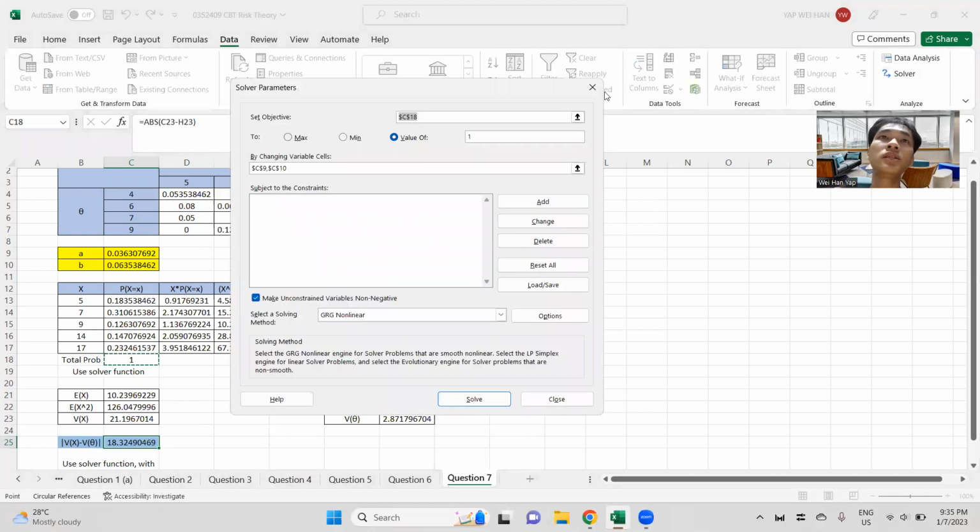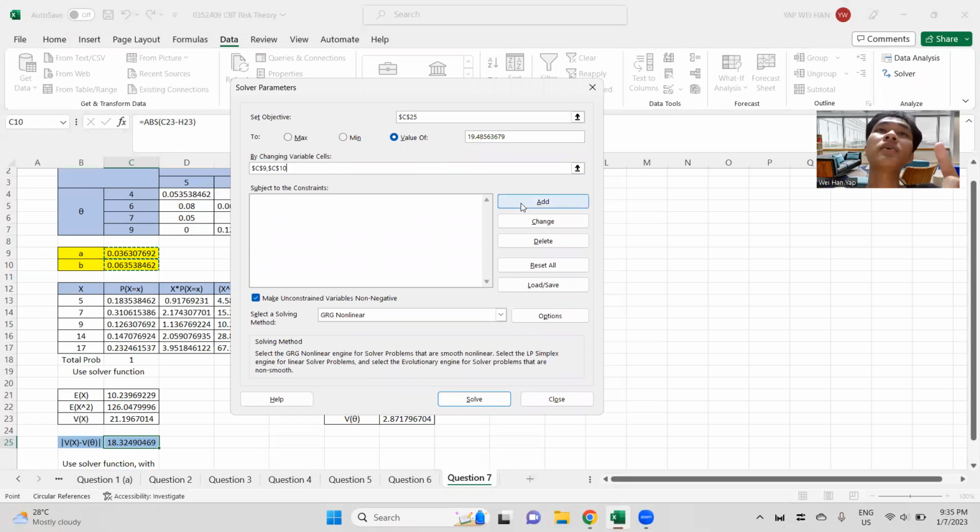For this one, our objective should be our cell C25, which is our absolute difference between the variance of x and the variance of theta. Just set our value into the given value in the question, 19.48563679. Which one are we changing? We are still changing the A and B cells, guys.